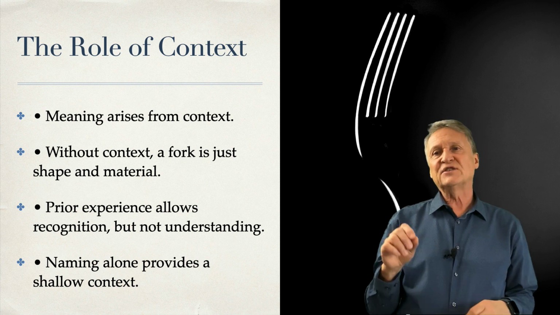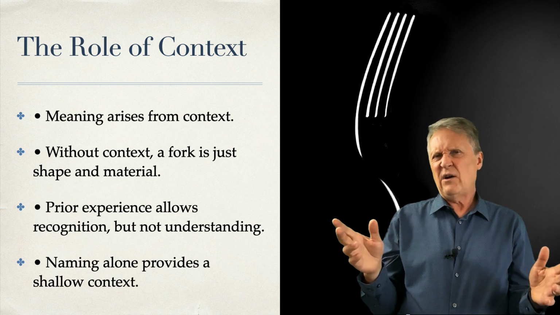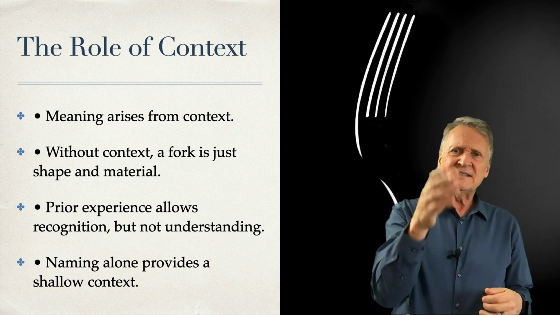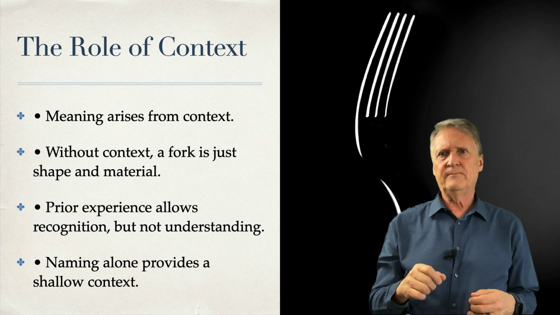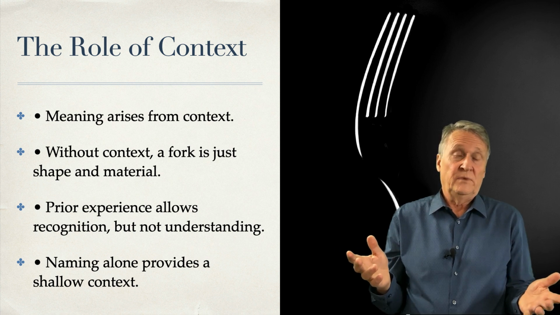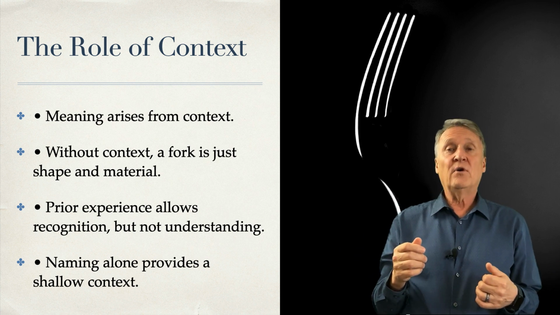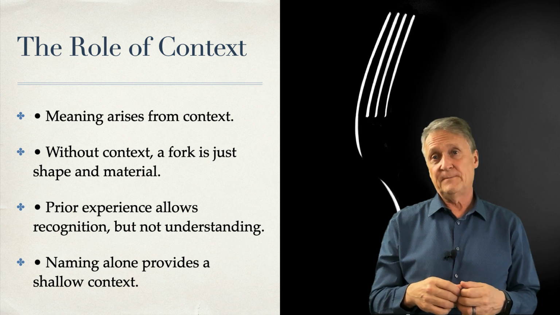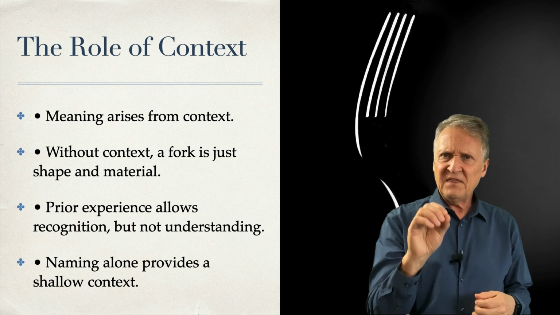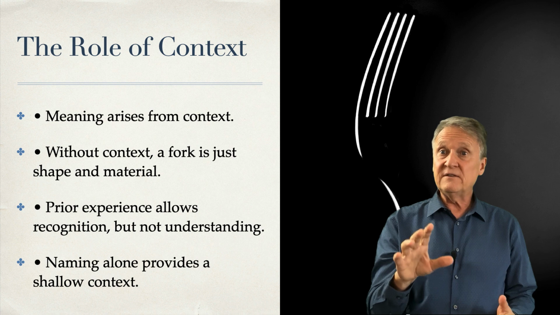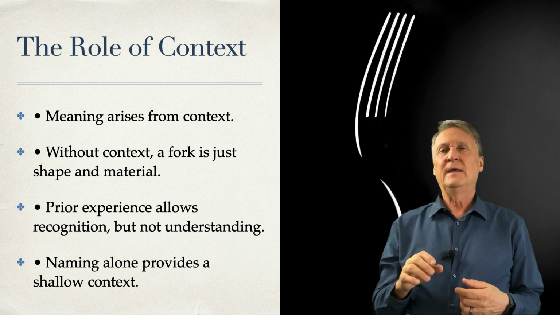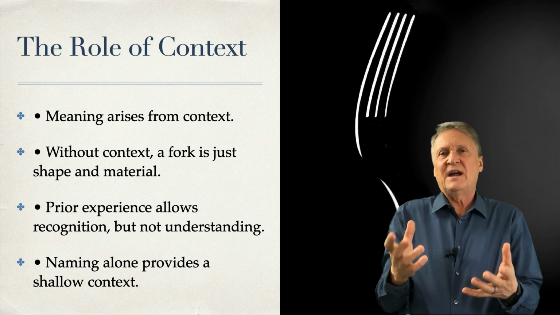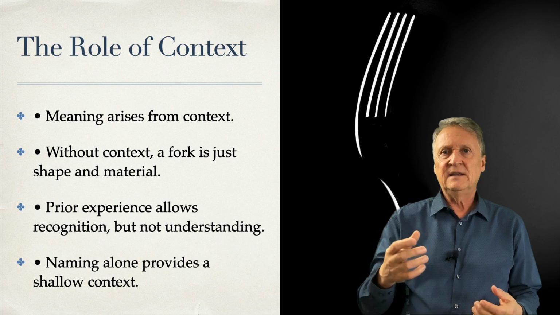Now, your first reaction might be to say, how can that be true? I can see that that is a fork. And that's true. You recognize it as a fork because you've had previous experiences with forks. But to define that artifact that you see in front of you as a fork is to imply that you're couching your perception of it in a context.